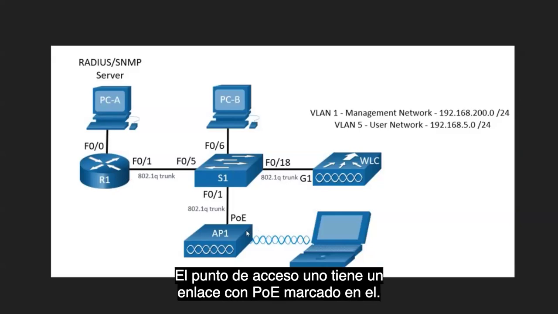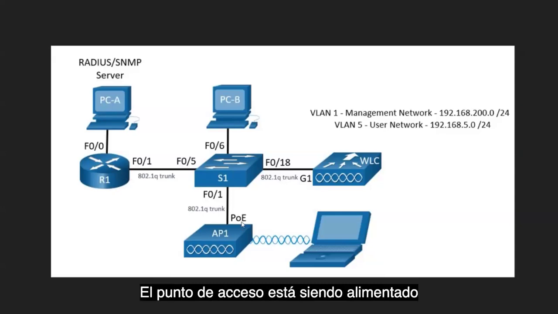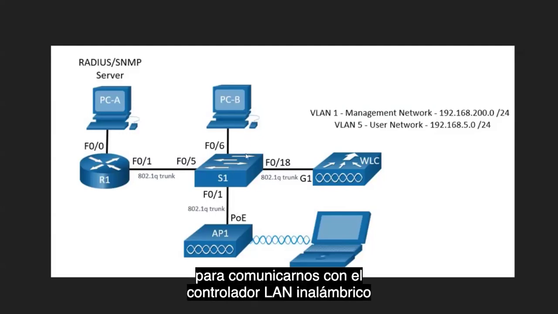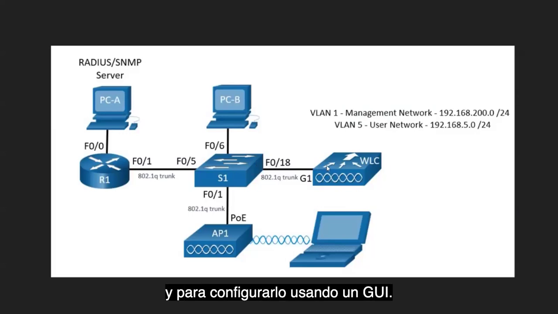Access point 1 has a link with PoE marked on it. That is power over Ethernet. Access point 1 is being powered by the switch 1 itself on port FA01. We're going to get started here. We're going to be using PCB on VLAN 1, the management network, to communicate with the wireless LAN controller and to configure it using a GUI.